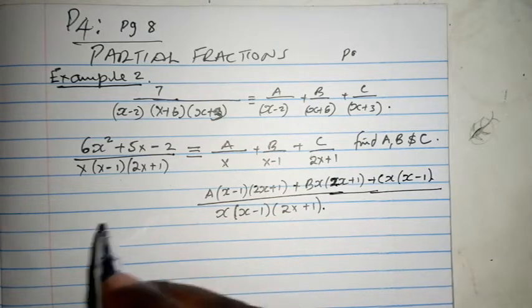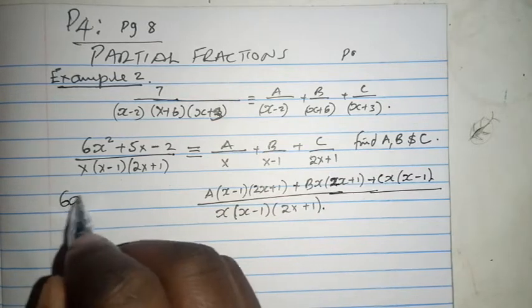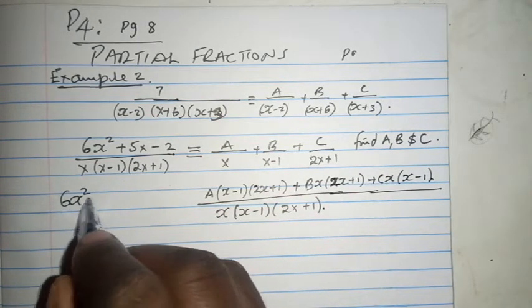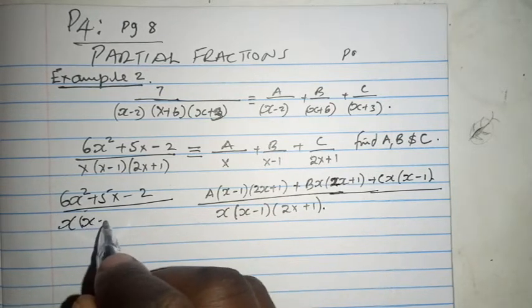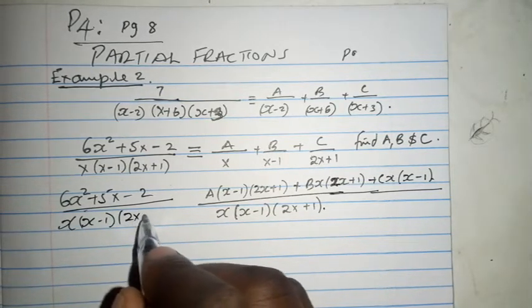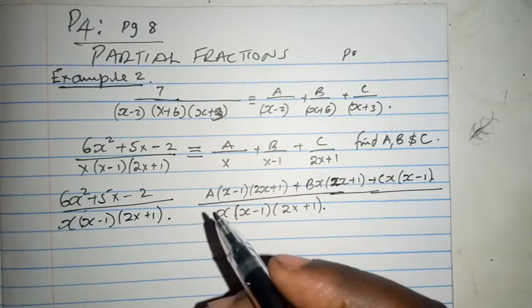This is now compared to be equal to 6x squared plus 5x minus 2 all over x(x minus 1)(2x plus 1).